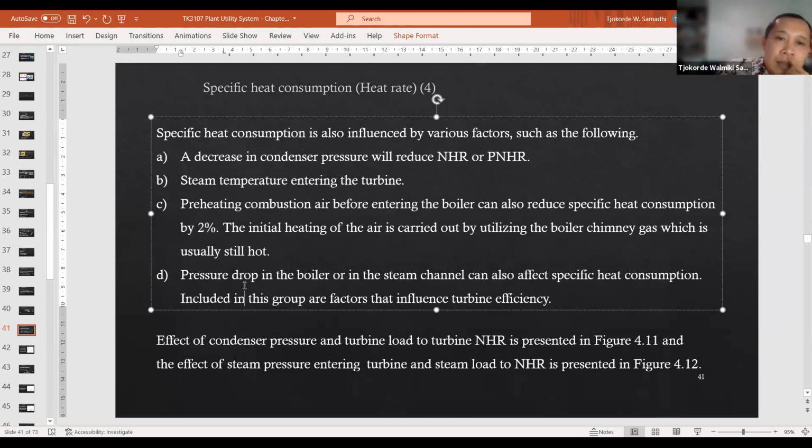Right. Lastly, pressure drop in the boiler on the steam channel can also affect specific heat consumption. Included in this group are factors that influence turbine efficiency. In other words, we want to have clean channels.